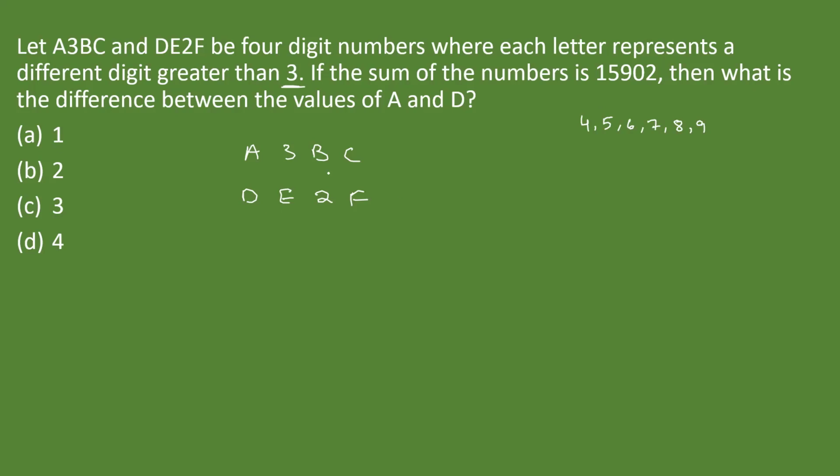Similarly, now we have 6 different alphabets. If the sum of the numbers is 15902, then what is the difference between the values of A and D? What is the difference between the values of A and D?